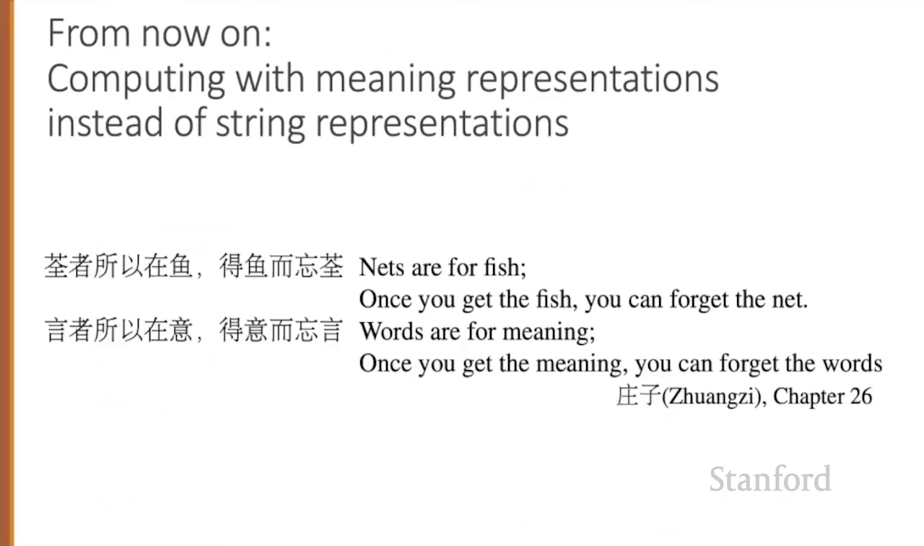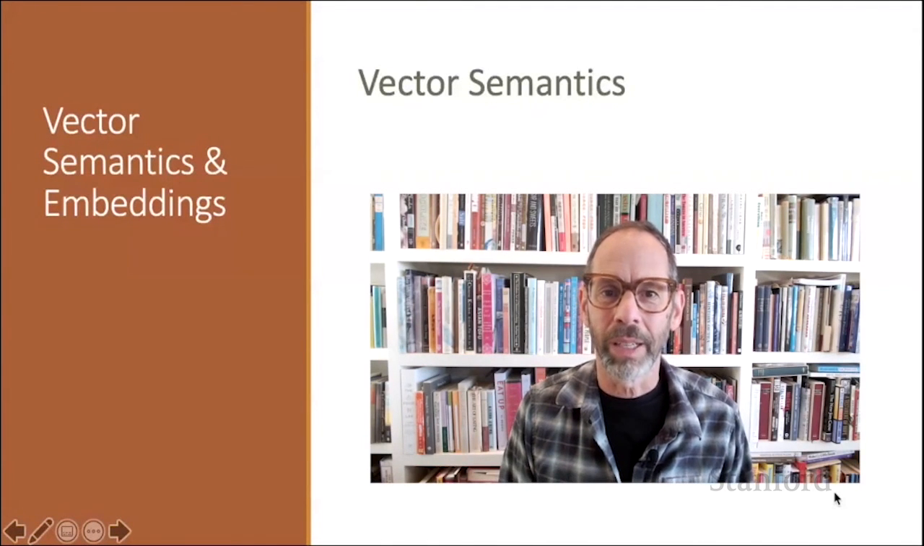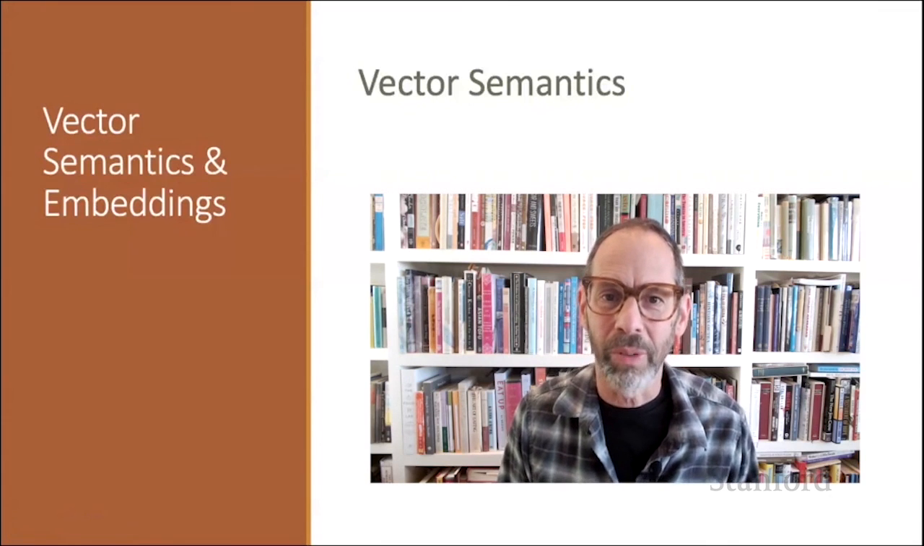So from now on, as we're representing words for semantic or meaning-related tasks, we're going to try to compute using meaning representations instead of string representations. And I'll leave you with this inspiring quote from the Chinese philosopher Zhuangzi. Nets are for fish. Once you get the fish, you can forget the net. Words are for meaning. Once you get the meaning, you can forget the words. We've now seen the intuition for vector semantics, and we'll see the details in further lectures.